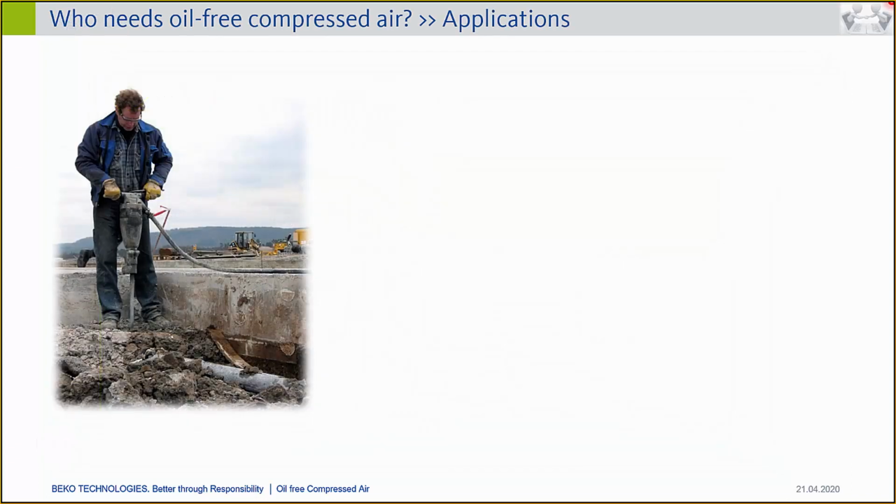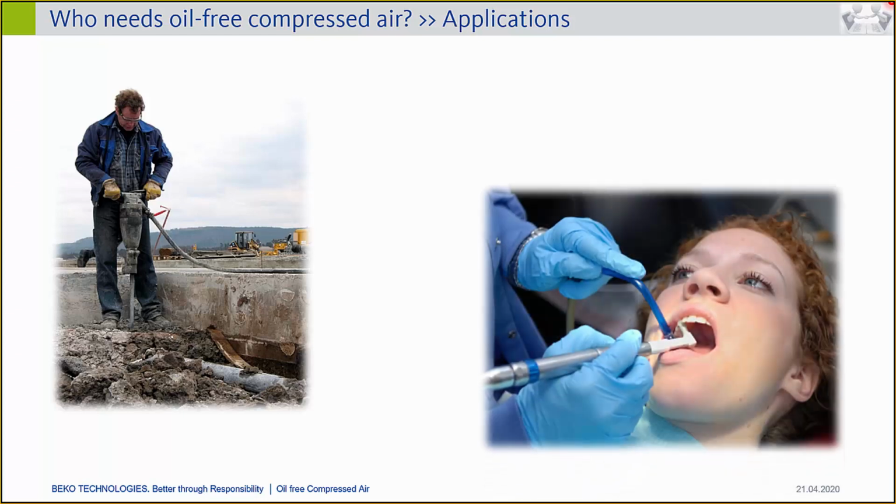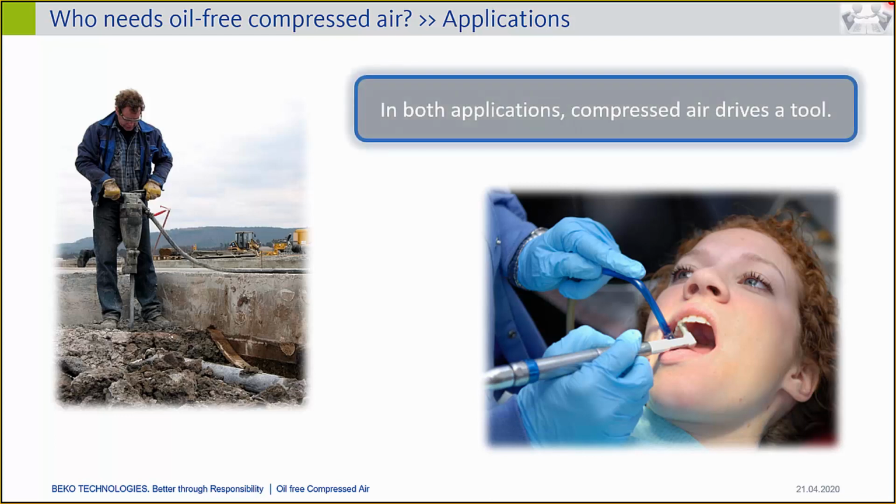Here you can see one easy example. That's a robust application in a heavy industrial area, and one other tool that also consumes compressed air looks a bit different. Quite obvious is that the difference between both is the demand, not only in airflow. Definitely there is a difference in the demand for quality, but in both cases these applications use compressed air to drive tools.